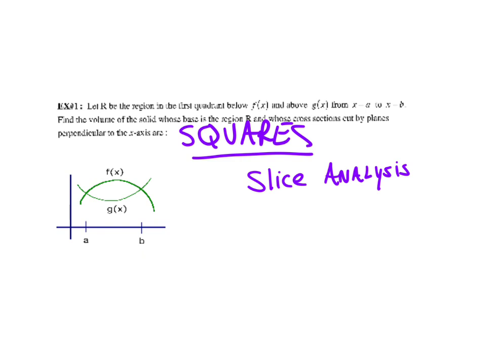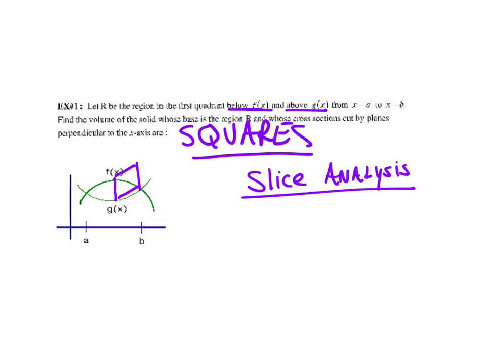We're going to first start by drawing the slice in. Notice it's set in the first quadrant, which I have graphed for you, below f of x and above g of x. So here would be f of x, g of x, below f of x, above g of x. I'm just going to draw that slice in. What you have to picture is this square coming out at you, this three-dimensional square coming out at us.